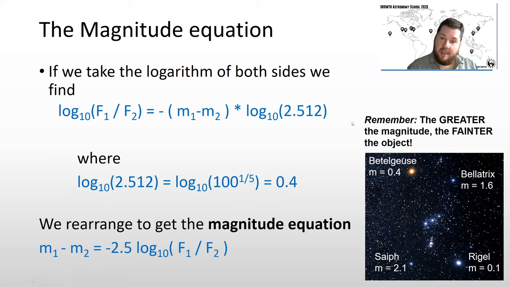On the right of this slide, I've got a figure showing you an image of a very famous constellation. Any Northern Hemisphere observer should instantly recognize this constellation. This is Orion, of course. There are the four stars at the corners of the Orion constellation, Betelgeuse, Bellatrix, Rigel, and Saiph. Again, remember, the smaller the number, the brighter the star. The brightest star out of these four is Rigel, with a magnitude of 0.1, followed by Betelgeuse, and this one here is the faintest, with a magnitude of 2.1.